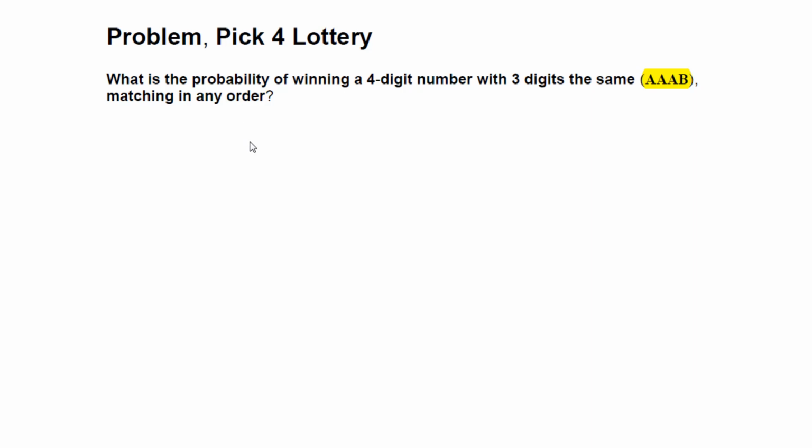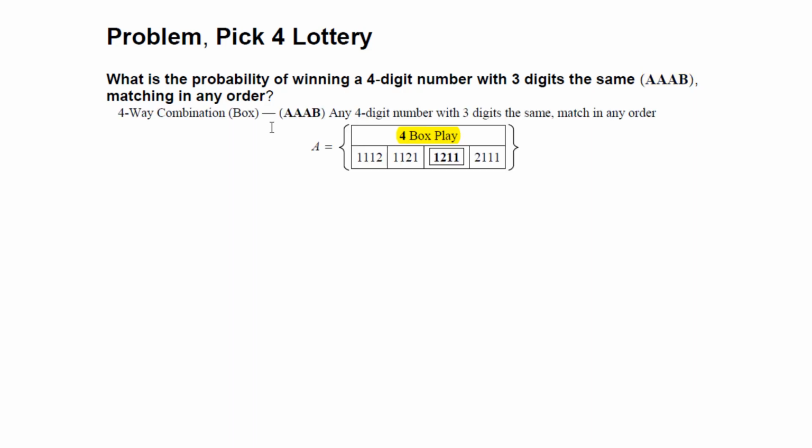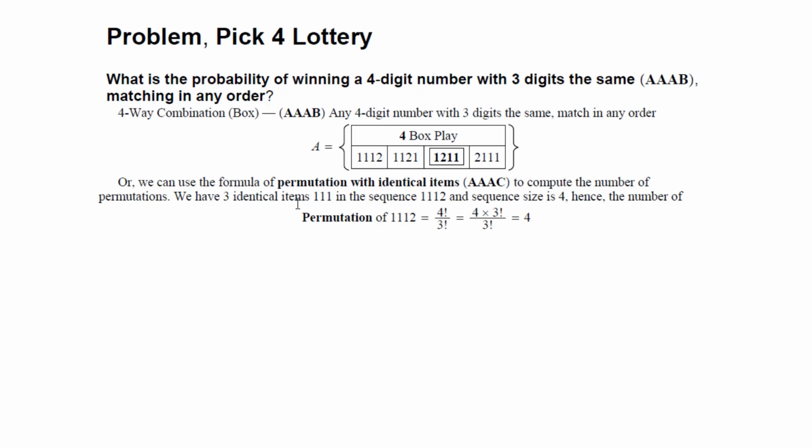So in such case, they call it a 4-way box, and the reason why is that if we have a ticket such as 1112, we can arrange it in order in 4 different ways. How do we know that? We use the permutation formula: 4 factorial divided by the factorial of the number of 3 similar digits, which is 3, and we get 4.